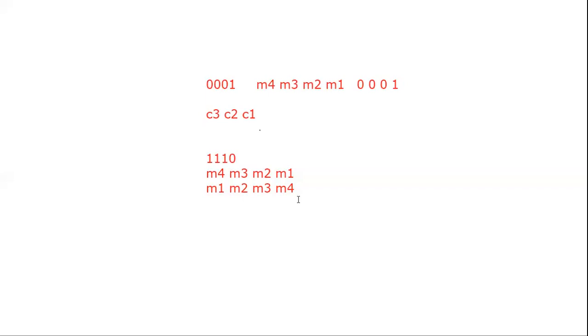Sometimes they don't mention whether the given code is systematic or non-systematic. By looking at the generator matrix, you have to identify whether it is systematic or non-systematic. How can you identify that?